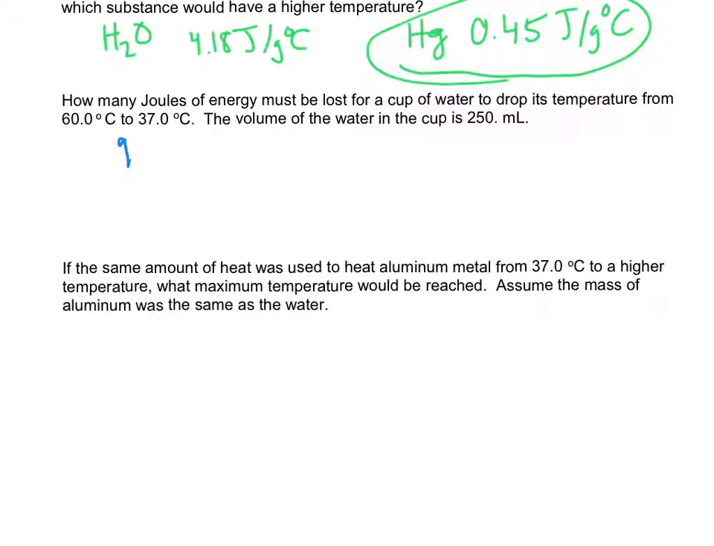So let's write that down, Q equals MC delta T. Let's see, what are we solving for? Well, it says how many joules of energy. So I'm solving for the amount of energy, which is my Q.